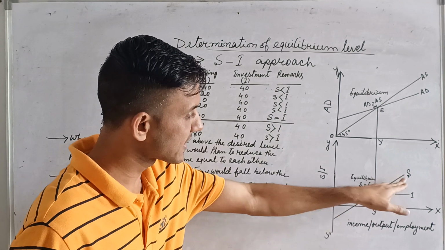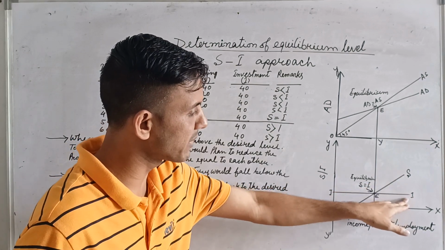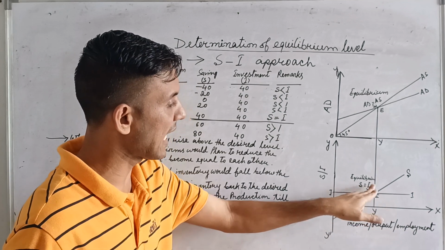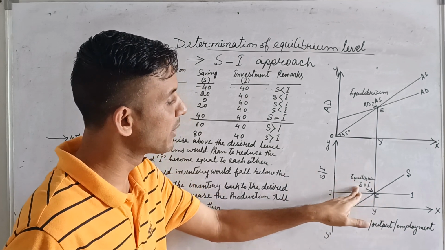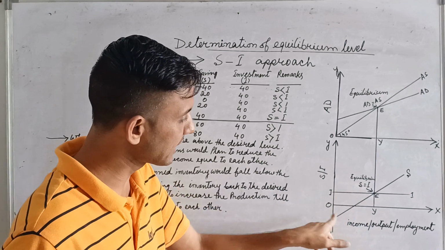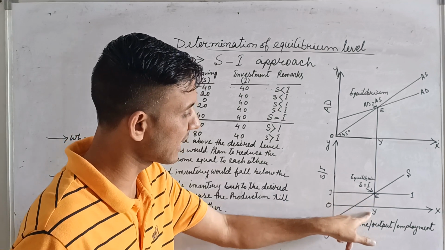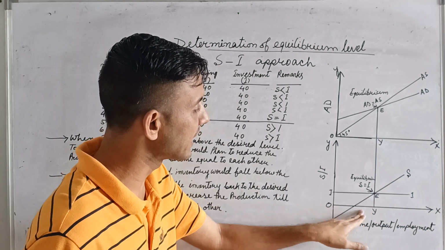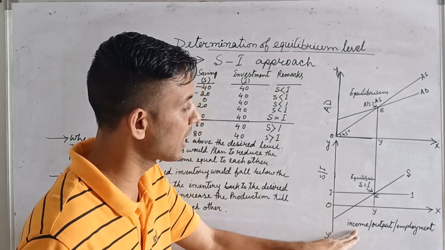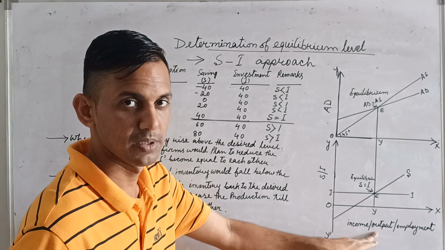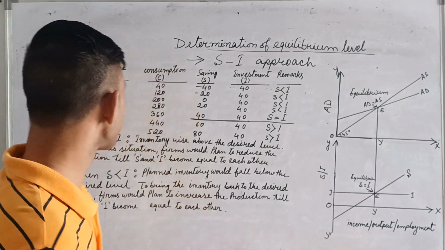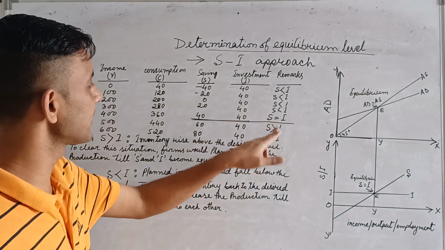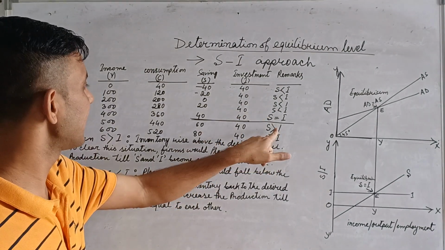So when the savings curve intersects the investment curve at point E, there S is equal to I. So this is the equilibrium point. And at this equilibrium point, what is the income, output or employment? OY is the equilibrium level of income and output.